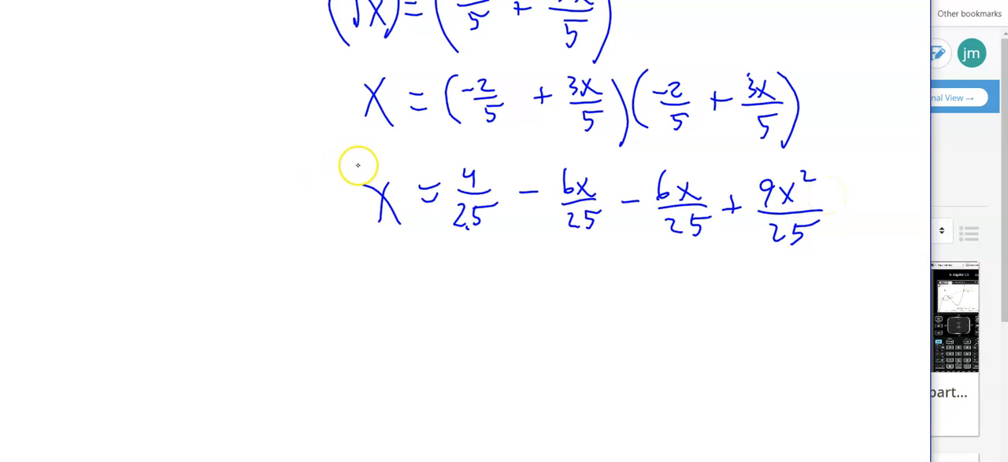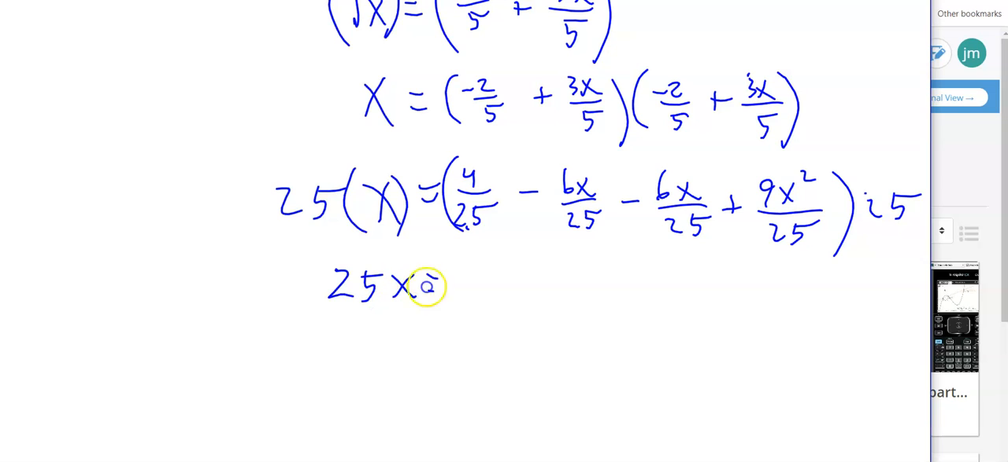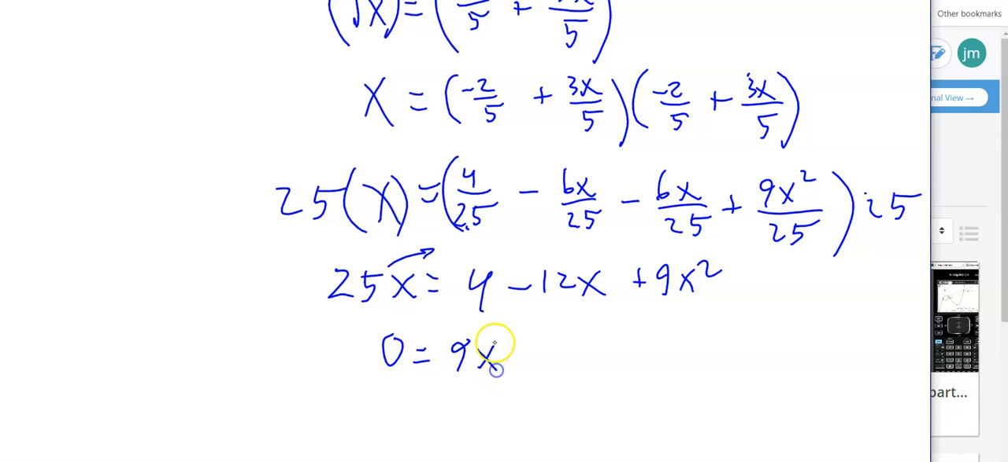To get rid of the 25, or at least to make it less fractions here, let's multiply both sides by 25. So we get 25x equals 4 minus 12x plus 9x squared. Let's kind of organize this. Let's get the 25x over to the other side. So 0 equals, I would write the first term first, so 9x squared minus 25x is minus 37x here, plus 4.